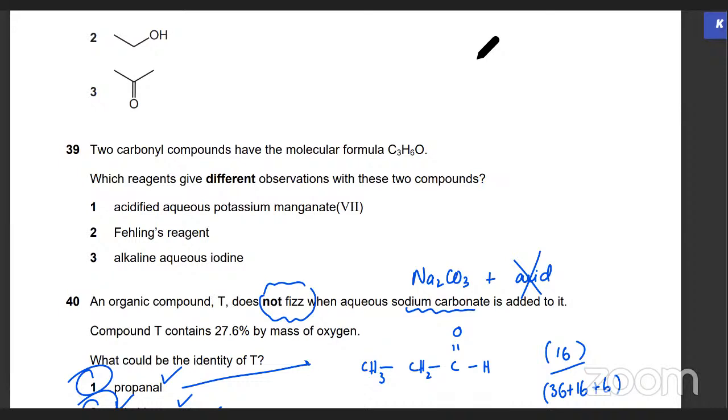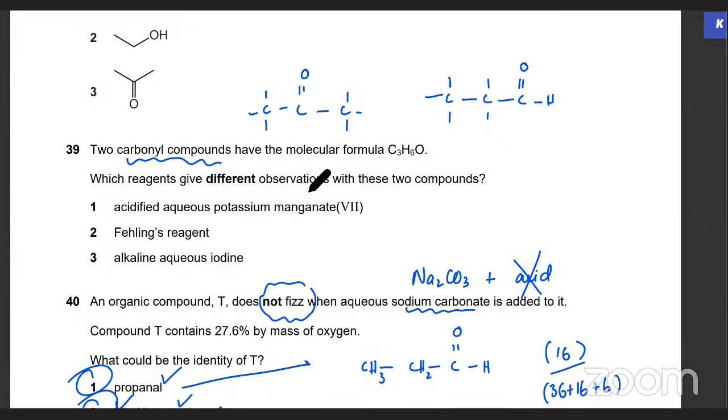So then the next one is 2 carbonyl compounds have the molecular formula C3H6O. Which reagents give different observations with these 2 compounds? Now it's 2 carbonyl compounds, aldehydes and ketones. So there can be only 2, because it could either be an aldehyde or it's going to be a ketone. Okay, so you're going to have these 2 options, and the rest are all hydrogen atoms. So this question you've got इसके साथ ये बाकी सारे H होंगे.